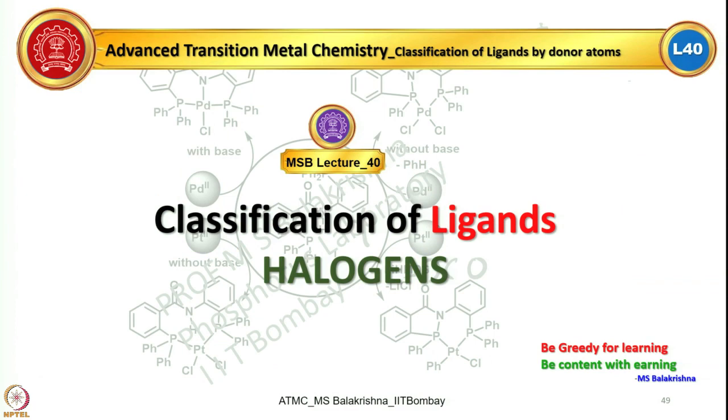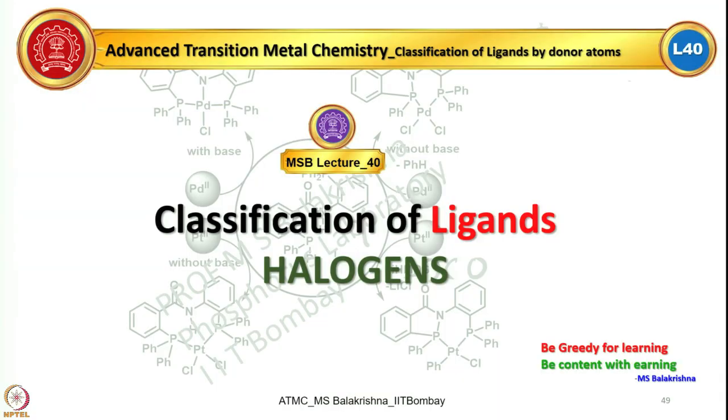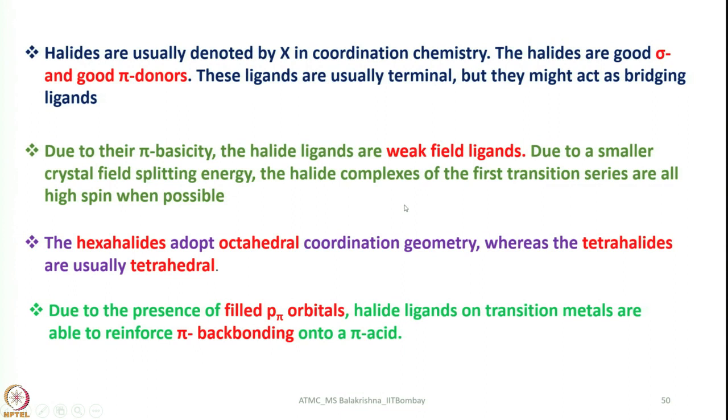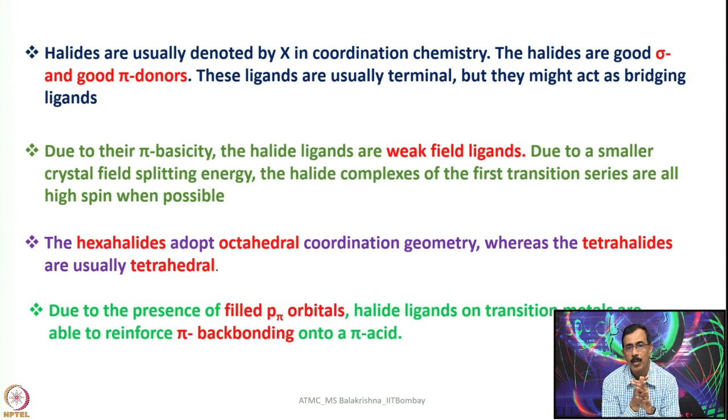With this, we shall move on to classification of ligands by donor atoms. So now we shall move on to halogen based ligands. So far we have completed the ligand series, and this is the last one, the halogens, group 17 elements. Usually they are denoted by the term X in coordination chemistry, and we know that halides are very good sigma donors and very good pi donors, because they have low energy filled sigma orbitals and low energy filled pi orbitals. When they interact with metals, especially when the metals are in a high valent state, the metals are electron deficient. In that case these ligands not only perform as sigma donors, they can also perform as pi donors, because the pi orbitals on the metals are empty and they can readily pass on electrons from halogens to metal orbitals.